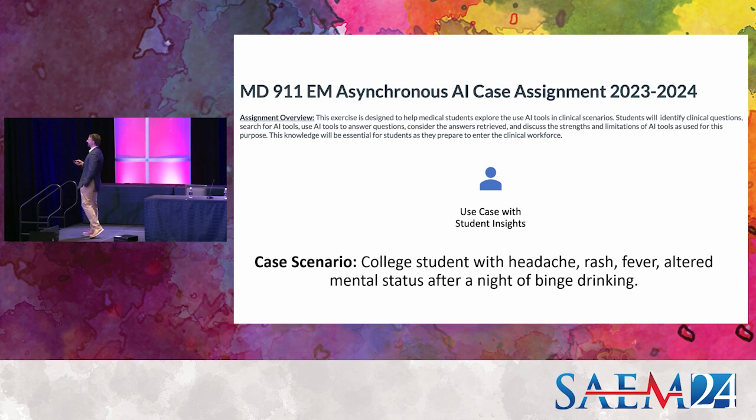So I gave the students an asynchronous AI case. It's actually intended for them to engage with the AI, and the case scenario that they're presented with is summarized here. They get a college student with a headache, a rash, a fever, altered mental status, but they had been drinking the night before, so it kind of clouds the picture a little bit. Some stuff for them to think through.